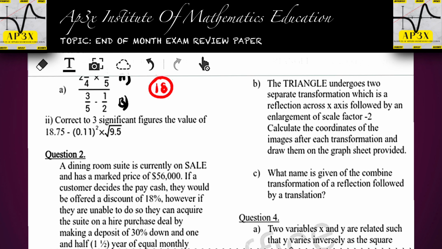Now I've already got my calculator here in hand. Just a second here guys, let me get this calculator charging. Now I have my calculator in hand here.